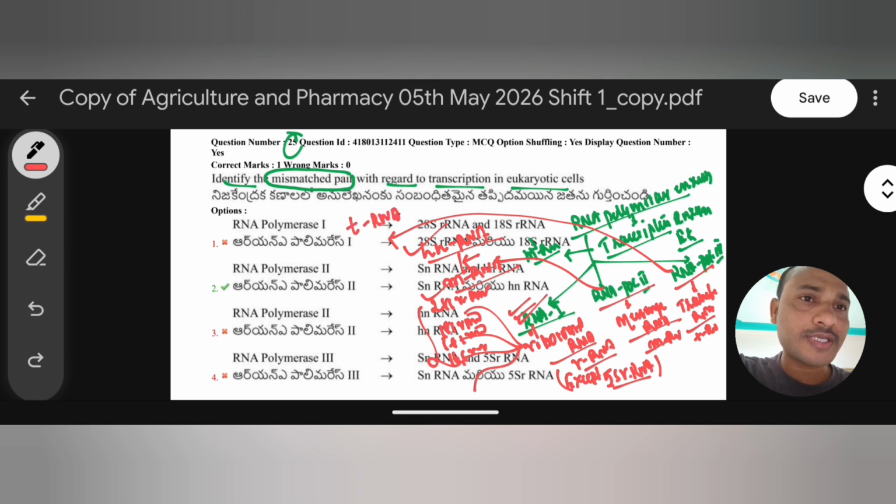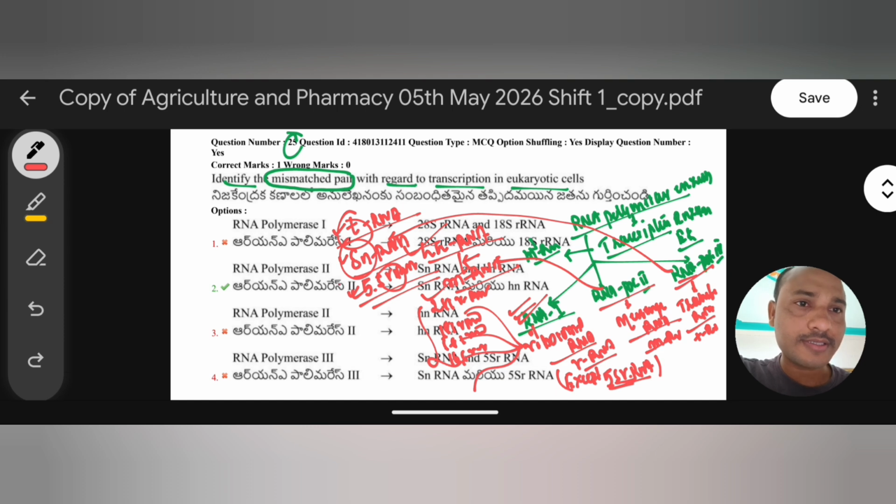Along with transfer RNA, it also helps transcribe the snRNA. Very important, snRNA, and also very important, 5S rRNA. So here, 5S rRNA, remember. This RNA polymerase 3 transcribes three different types of RNAs. One is tRNA, second one is snRNA, and third, rRNA. In which rRNA? 5S rRNA. Remember, 5S rRNA is also transcribed by RNA polymerase 3.